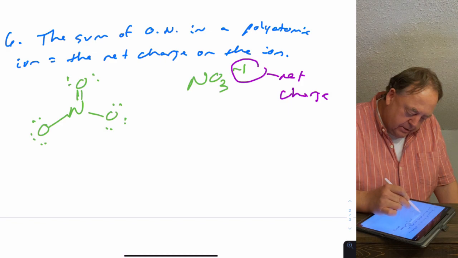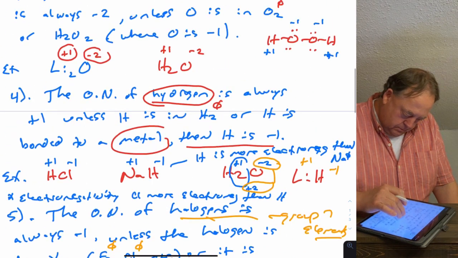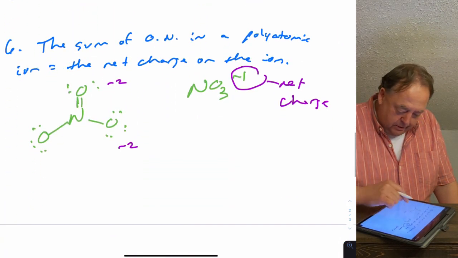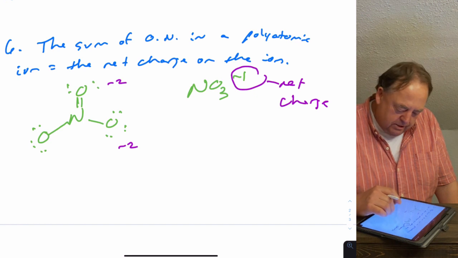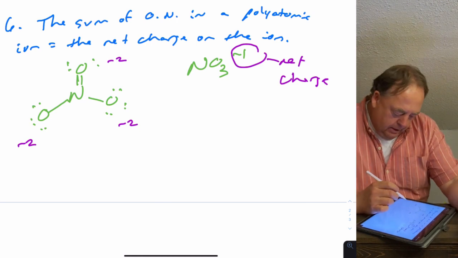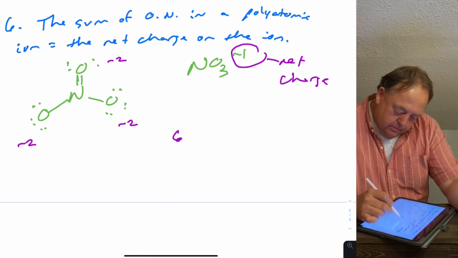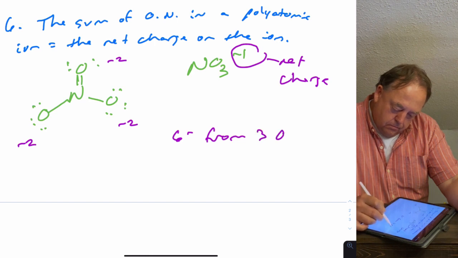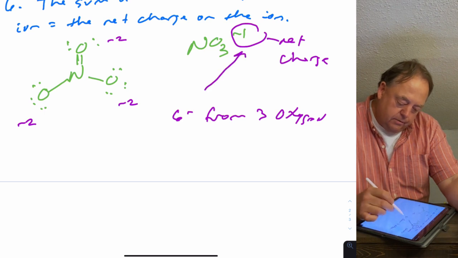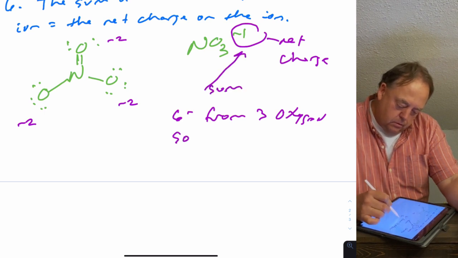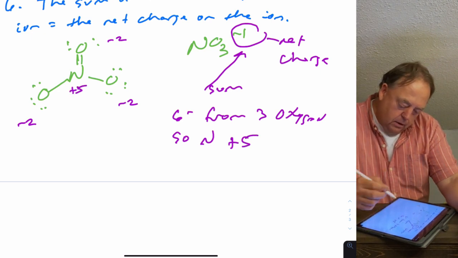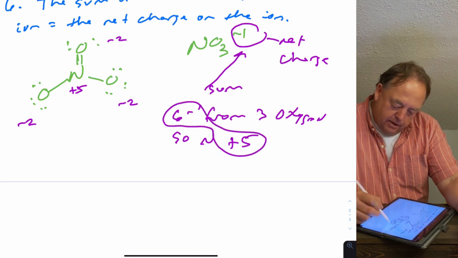Well, oxygen is -2, right? That's rule 3. Oxygen is always -2 unless it's O2 or H2O2, and this is not O2 or H2O2, it's NO3. So each oxygen is -2. So that would be 6 negatives. So then what does nitrogen have to be? Well, the sum has to equal -1. So nitrogen must be +5. Right, that would be 6 negatives, and +5 would equal -1.